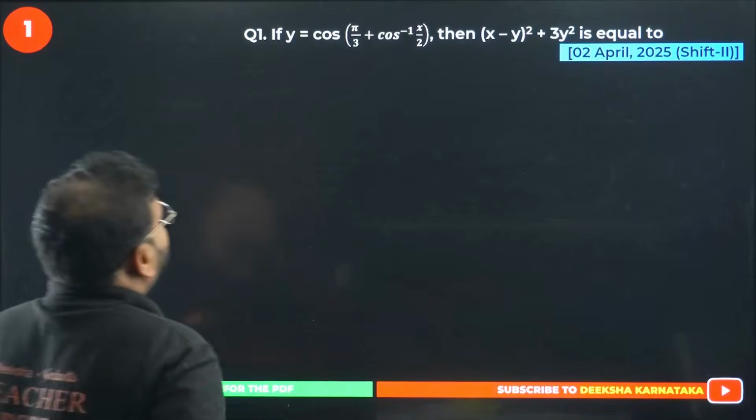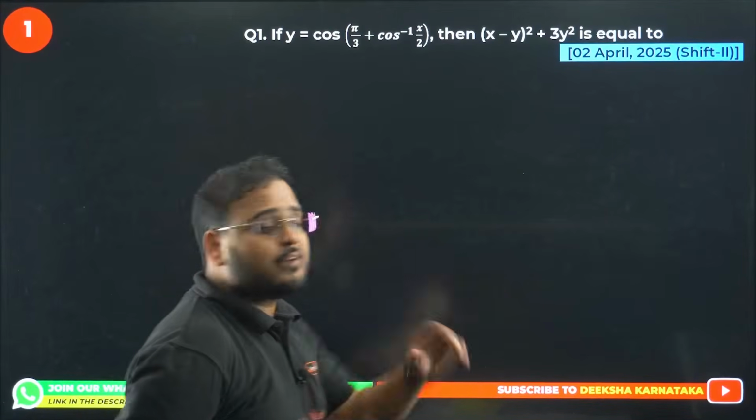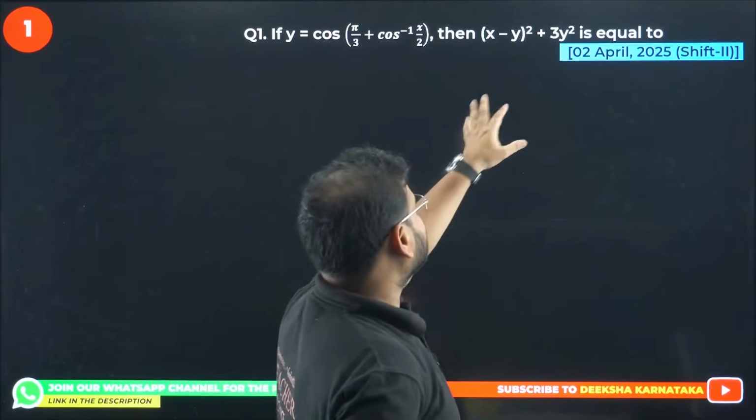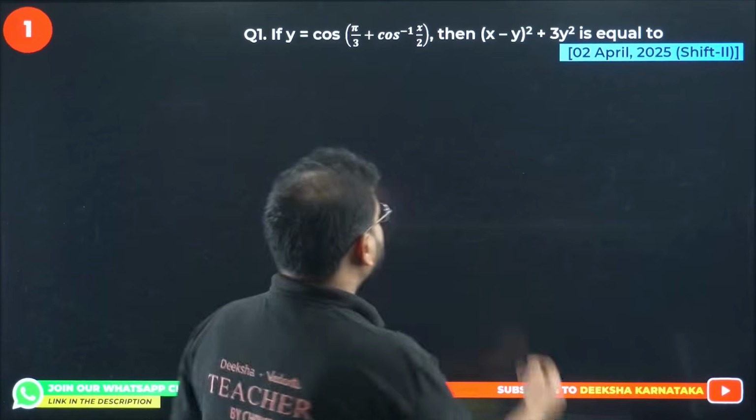y equals cos of (pi by 3 plus cos inverse of x by 2). Then we are looking for the value. It's a numerical type question. (x minus y) the whole square plus 3y square is equal to what? Okay, let's find the answer.